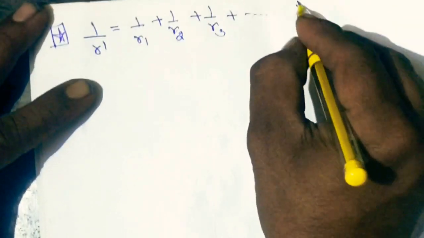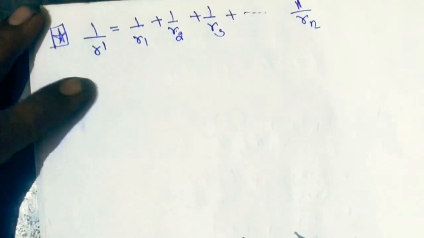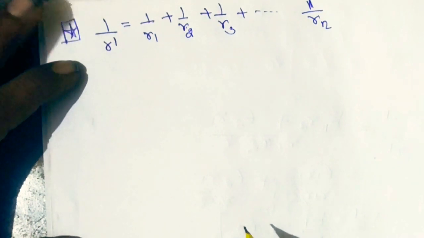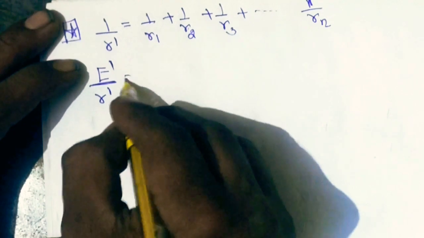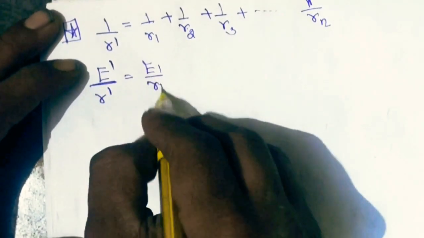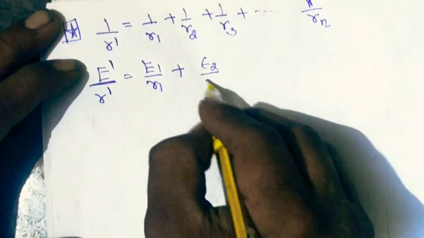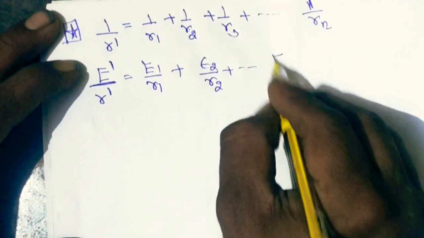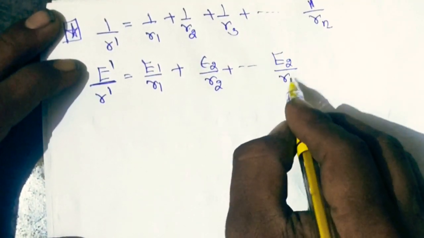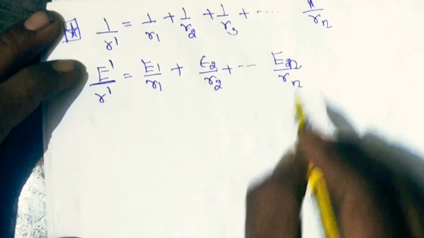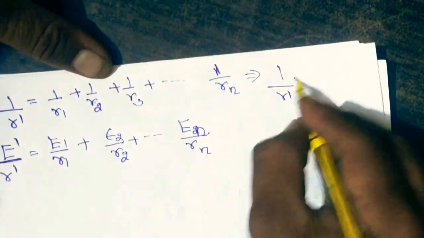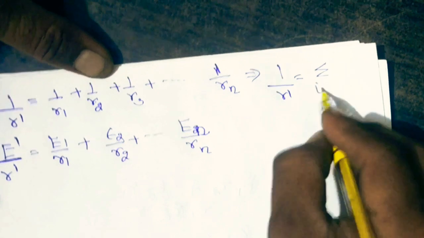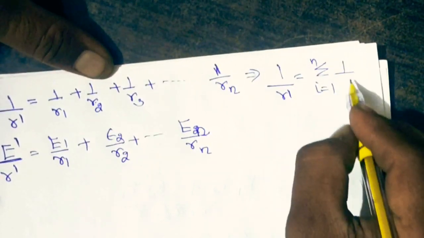If there are n cells, the formula will go like this for finding the net internal resistance, and for finding the net EMF, net EMF upon net resistance will be equal to E1 upon R1 plus E2 upon R2 and so on. I can also use En upon Rn. I can also use the formula of summation. Okay, I can say that 1 upon net resistance is equal to summation of i from 1 to n, 1 upon Ri.